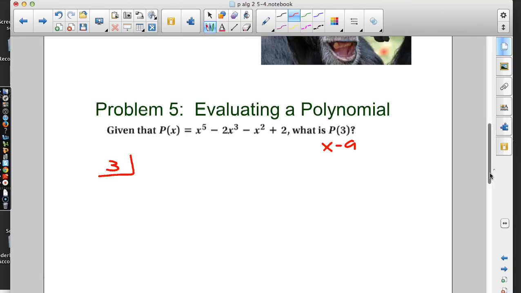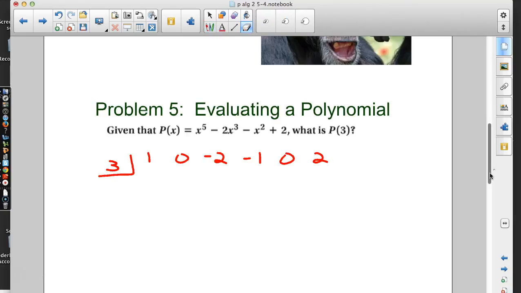But this one we have to be careful. Something's missing, isn't it? So we've got 1x to the 5th, but 0x to the 4th, negative 2x to the 3rd, negative 1x squared. Uh-oh, we're missing an x. And then we have our 2. Move my little x minus a here.